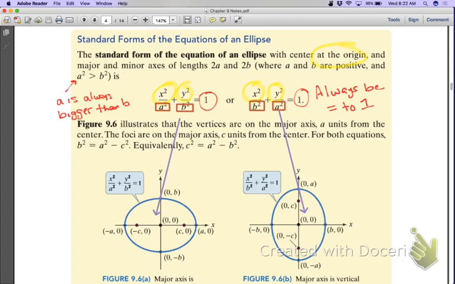So your bigger number with X is going to be longer, basically horizontal, like an egg sitting down or laying on the counter. Whereas if your A, your bigger number, is with the Y, it's going to be like a football standing up on its end.